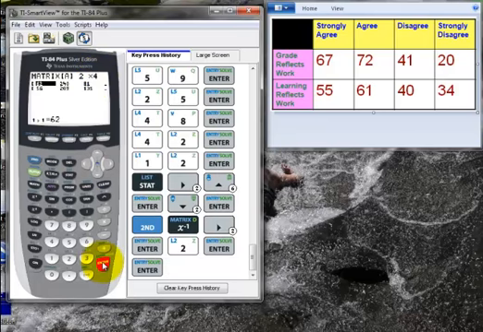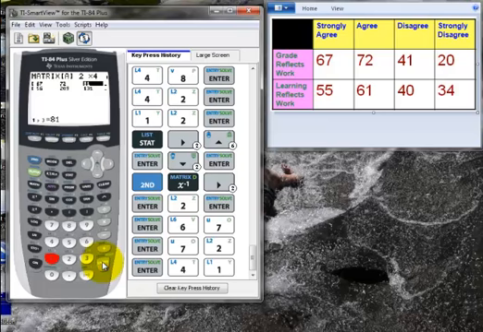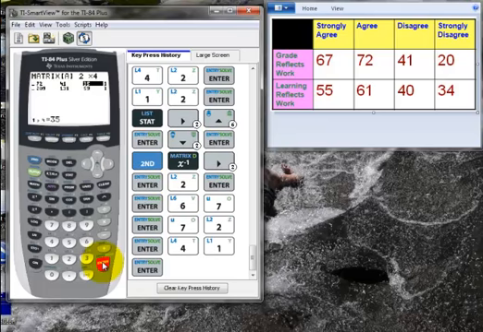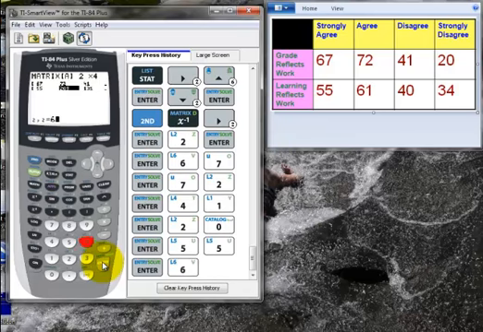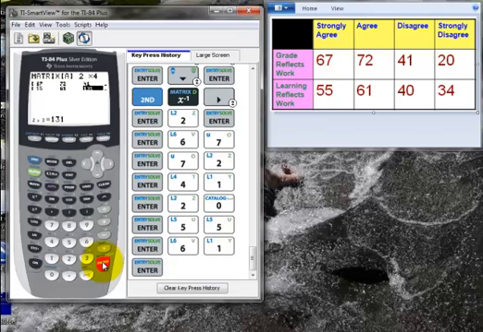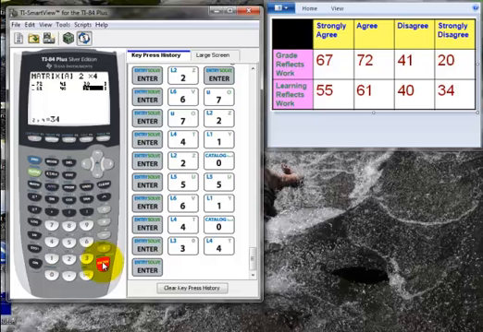Now I put in my numbers. 67, 72, enter, 41, 20, 55, 61, 40, and finally 34. Hit enter, and now I have my matrix entered in.